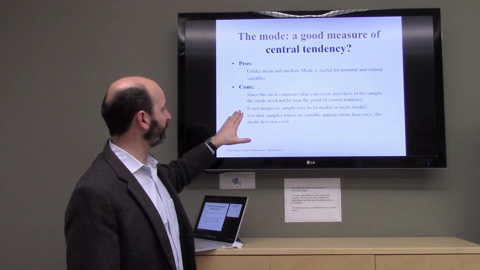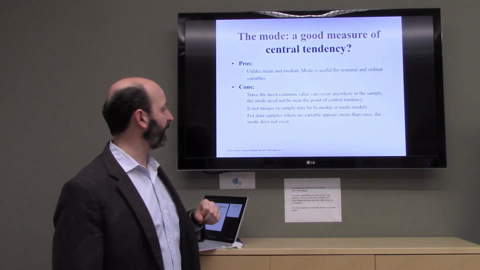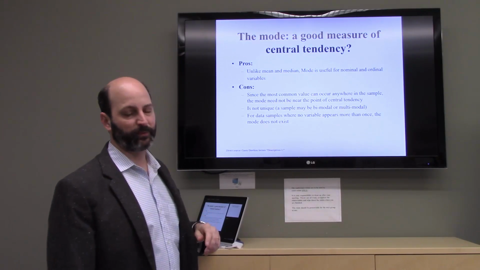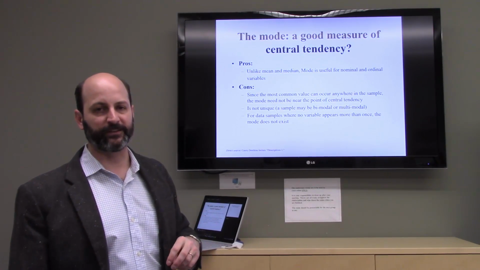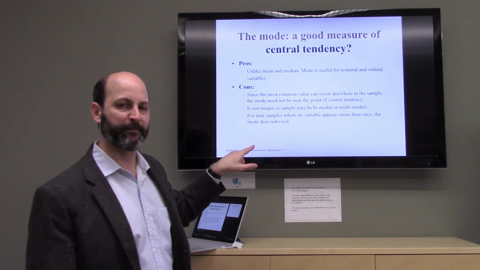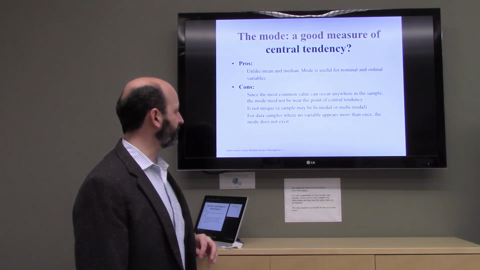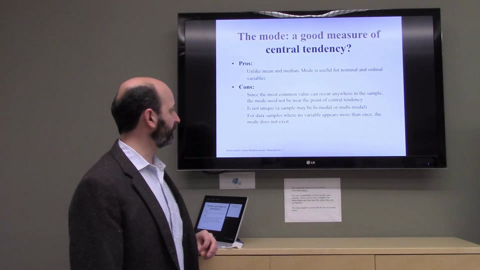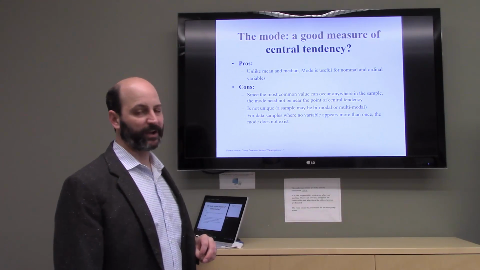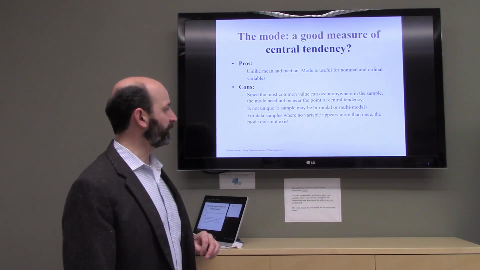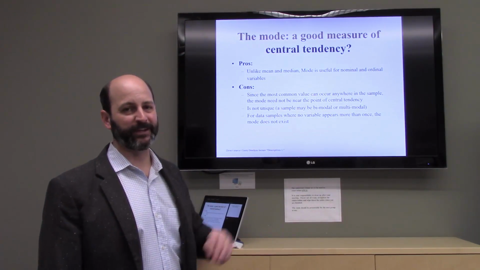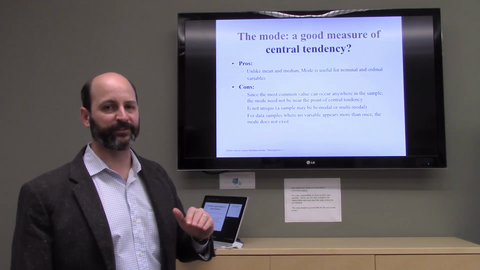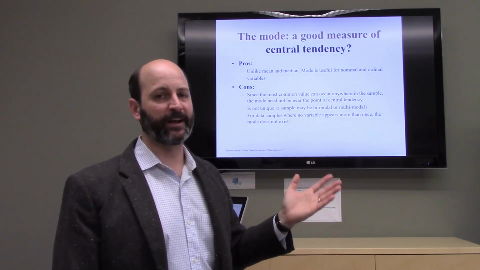But the cons are you might have multiple modes for central tendency, which is bimodal, and I'll talk about that in a minute. It's not unique. And sometimes, if no value appears more than once, for example, if you have an even distribution across the observations, you might not have a mode at all.